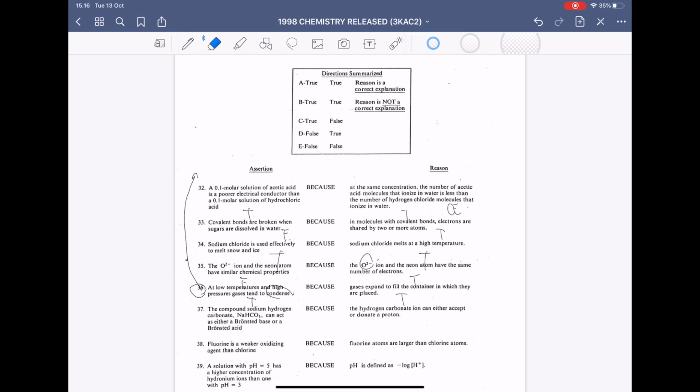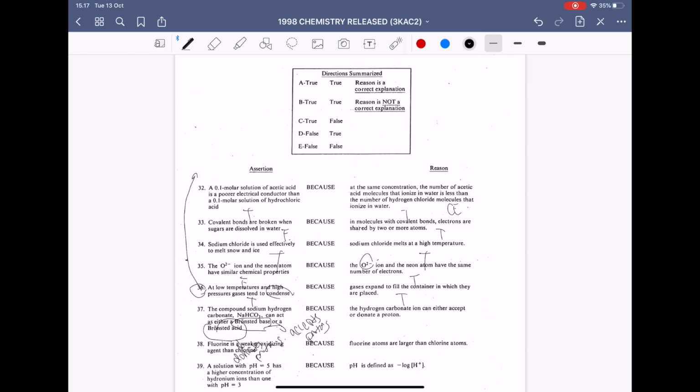So number 37, the compound sodium hydrogen carbonate, or NaHCO3, can act as a Bronsted-Lowry base or Bronsted-Lowry acid, because the hydrogen carbonate ion can either accept or donate a proton. Now this one, you gotta know what a Bronsted-Lowry base and a Bronsted-Lowry acid are. A Bronsted-Lowry base is technically a base that accepts protons, and a Bronsted-Lowry acid is something that donates protons.